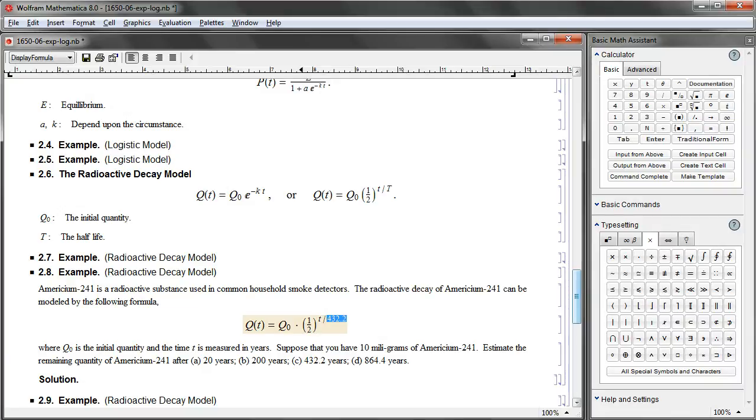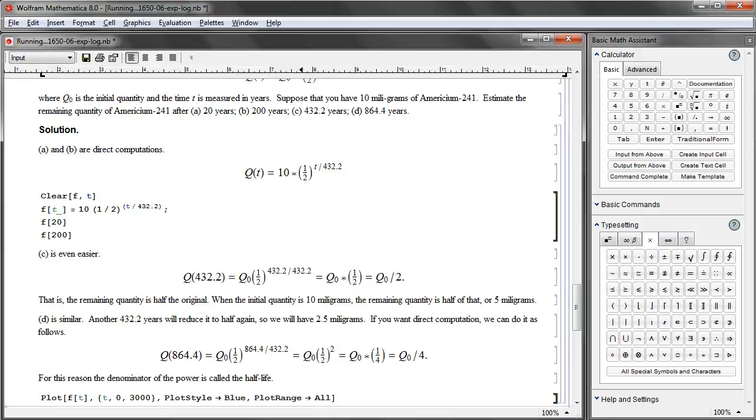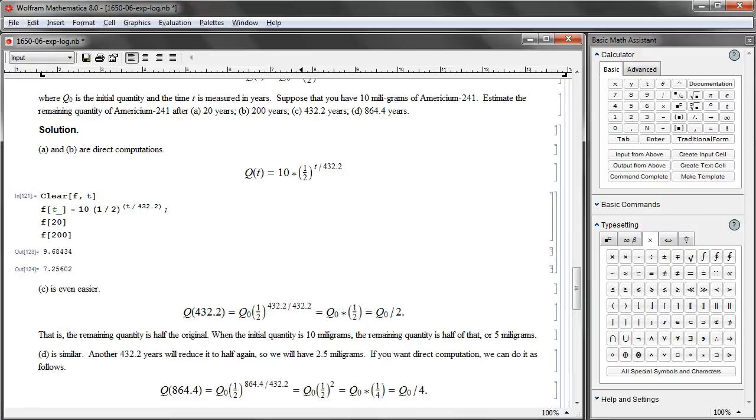So 432.2 years later, the quantity will become half of the beginning, half of the original, and then twice that later, 864.4 years later, 1/2 again, so we're going to get 1/4 of the original. But in this model, we just plug in t equals 20, 200, 432.2, and so on, and run the program, and this is what you get.